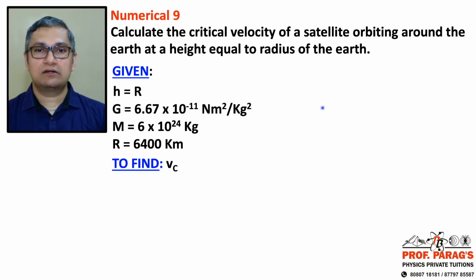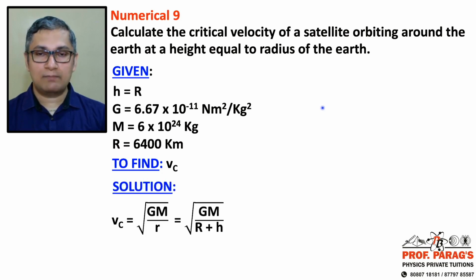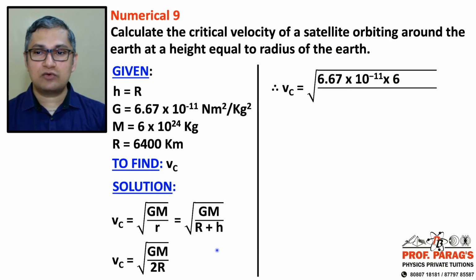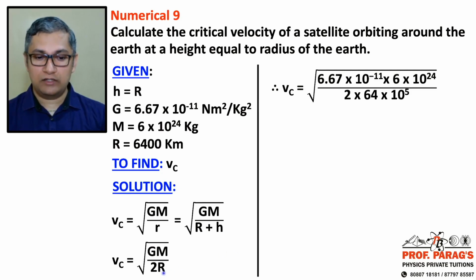So this is not a ratio, it's a very simple substitution question. So VC is root of GM by small r, and small r is nothing but capital R plus H. So, right, and the value of H is nothing but capital R. So R plus R becomes 2 times capital R. Okay. So let's just substitute the numbers. So value of G is 6.67 into 10 raised to minus 11. Capital M is 6 into 10 raised to 24 divided by 2. Right, the number 2 is missing.